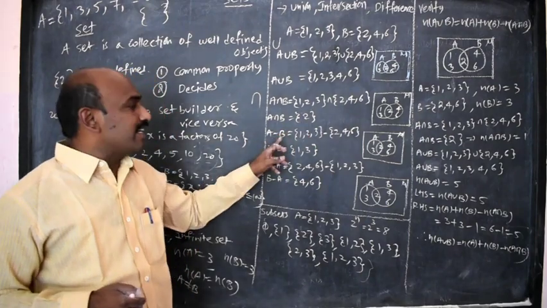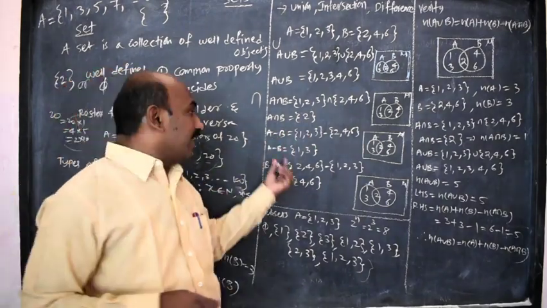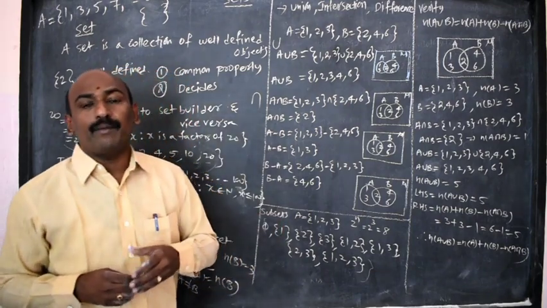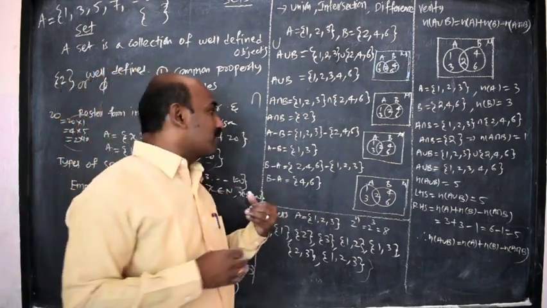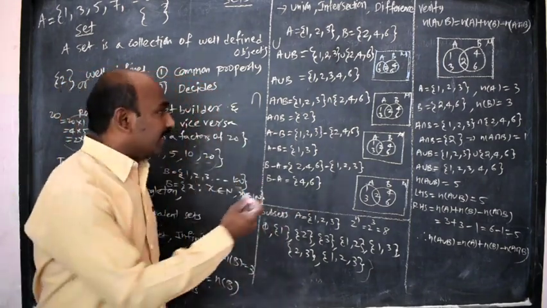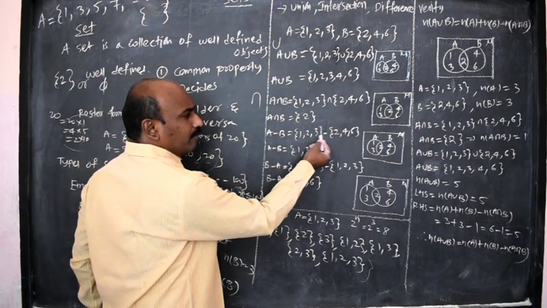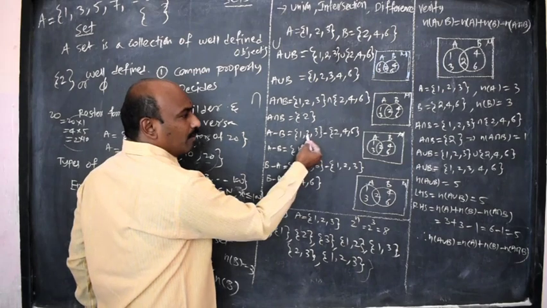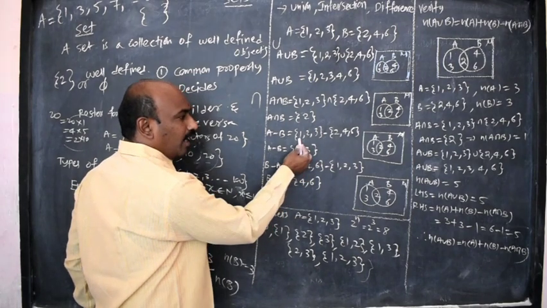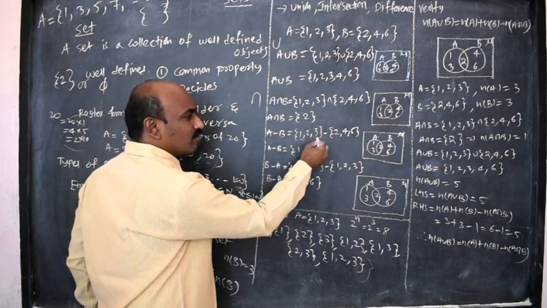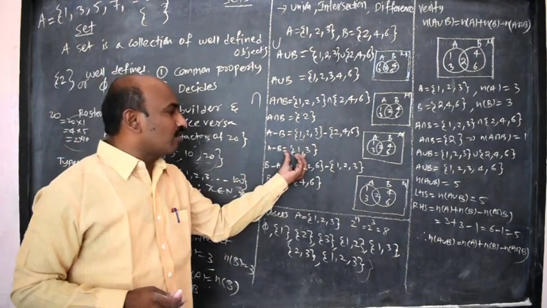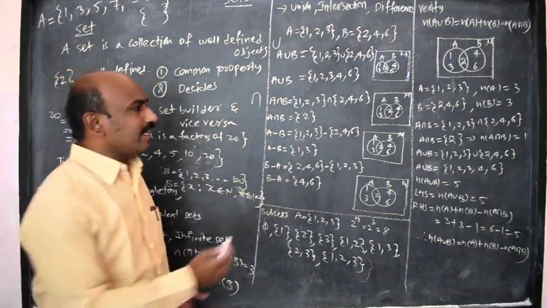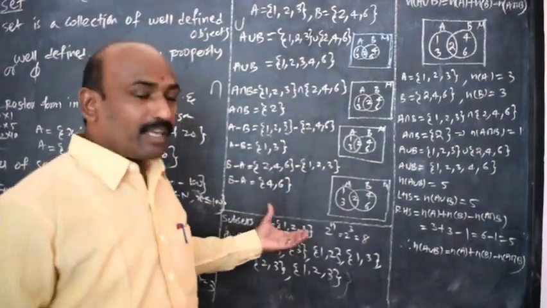If you go with A minus B, that is nothing but the difference. A minus B means the elements present only in A, other than B. Here A is 1 2 3 minus B is 2 4 6. Here 2 is common, so we do not take this 2, and only A has 1 and 3. Therefore we take 1 3. If you take B minus A, see the subset concept.